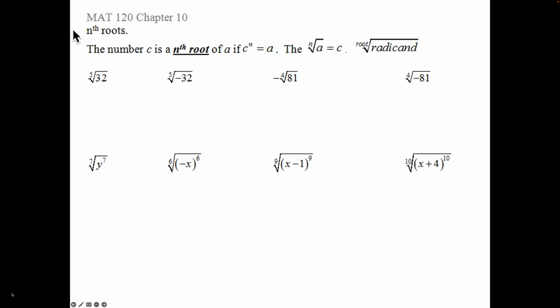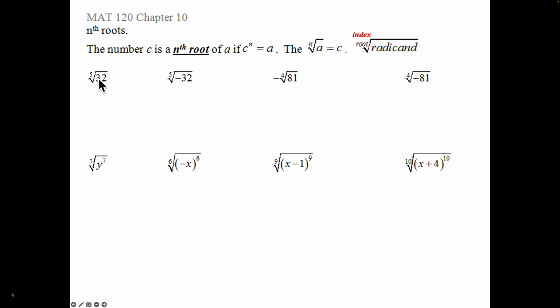Next, we're going to go to nth roots. Now we can talk about any root. 4th root, 5th root, 6th root, 7th root, 8th root, 9th root, 10th root, doesn't matter. Your root is on the ledge. Also, you'll see in the homework, they may call it an index. It's the same thing. Root and index is the value on the ledge. Radicand is everything on the inside.